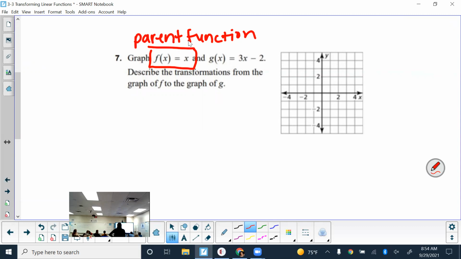Because what's the y-intercept of that function? 0. So I'm going to put a dot where the 0 goes. And what's the slope of this function? 1. So my rise over run is 1 over 1. I'm going up 1, to the right 1, up 1, to the right 1, up 1, to the right 1, and drawing a straight line.